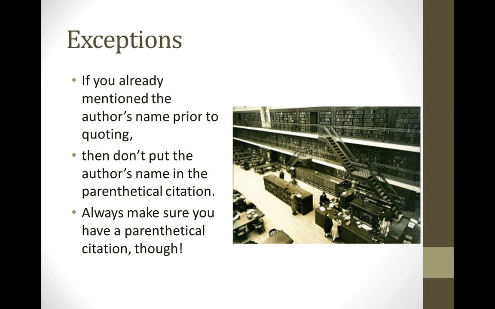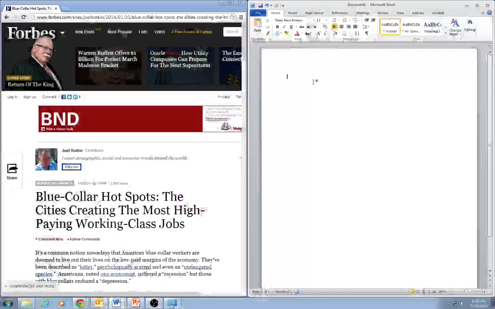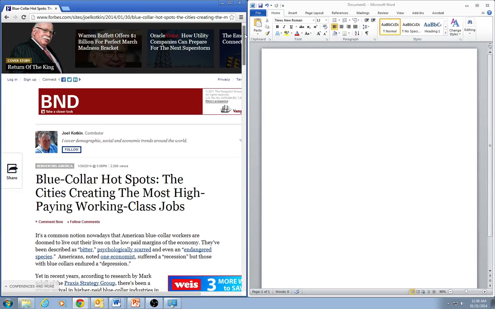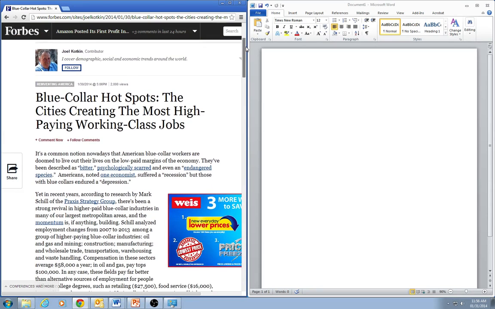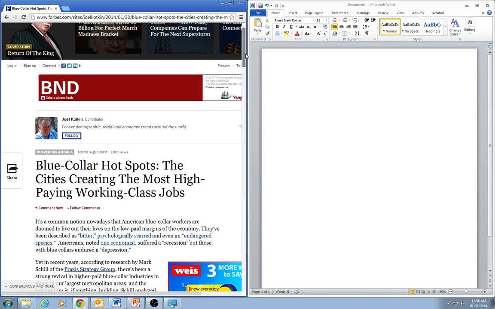Alright, folks, let's take a moment to work up an example. I have a news article that I'm going to be quoting from. We're going to write a paragraph together. Alright, here we go. We're looking over here at the left at an article from Forbes.com, a popular news site. And this article is talking about blue-collar hotspots, cities creating the most high-paying working-class jobs.